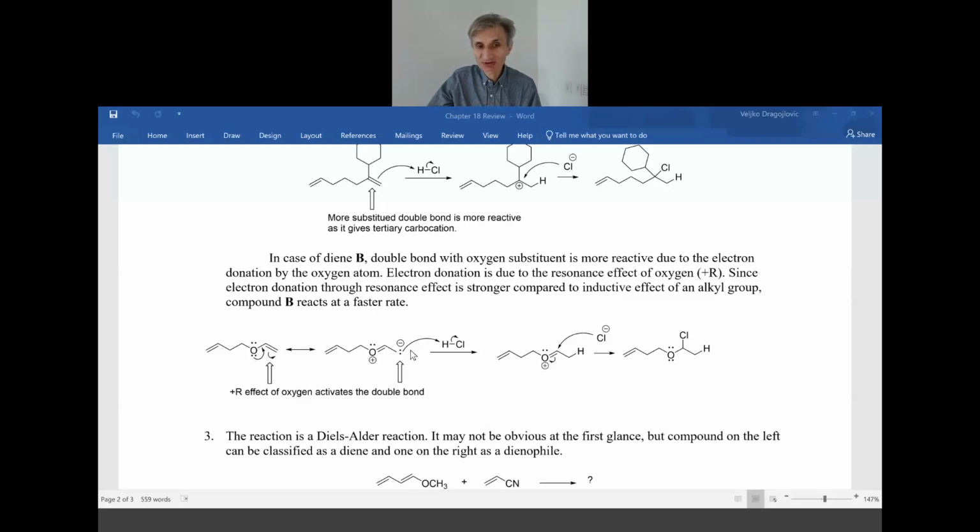Now, when it comes to the actual outcome of the reaction, as a result of electron donation from oxygen, it is this terminal carbon, the end carbon, one away from oxygen, that carries partial negative charge and excess electron density. So that's where the proton bonds to. And this is the intermediate cation. There are actually 2 resonance structures. This is lower energy, which is stabilized by oxygen. That cation reacts with the chloride ion to give the final product. So that's question 2.